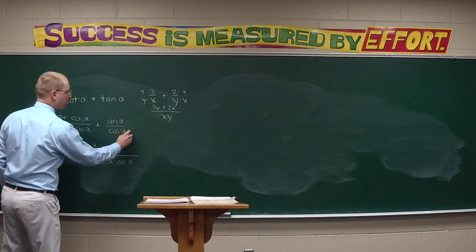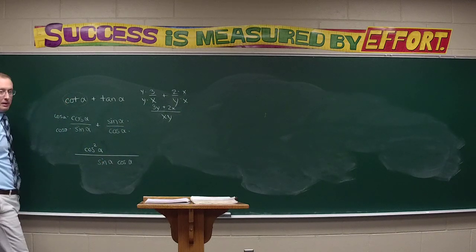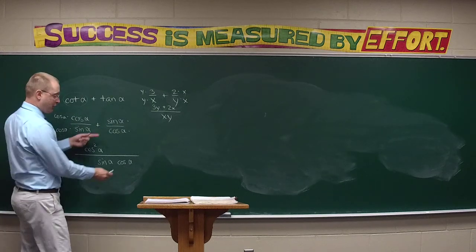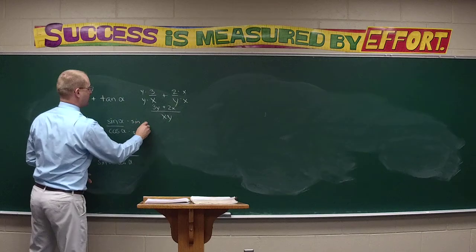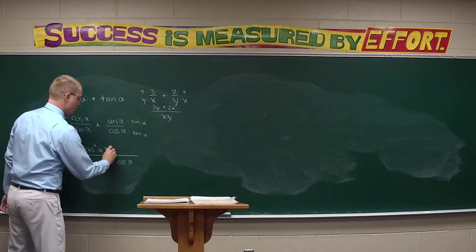What about here? I've got a cosine, but I need a sine cosine. What do I need to multiply by? Well, I've already got the cosine. I'm missing the sine, so I'm going to multiply top and bottom by sine alpha. And sine alpha times sine alpha? Sine squared alpha.